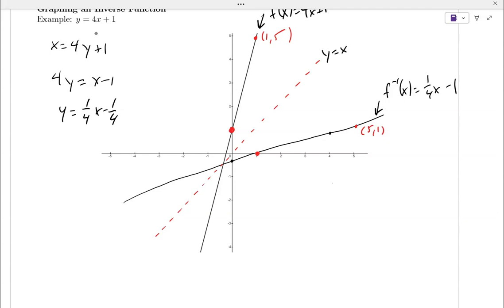Notice for lines, this kind of makes sense as far as the slope, right? Remember, your slope is change in y over change in x. If you flip-flop your x's and y's, you get change in x over change in y. It would reciprocate your slope, which is exactly what it did, right? If you're flip-flopping what x and y means, you're interchanging their roles. It makes sense that you would get the reciprocal there for the slope.